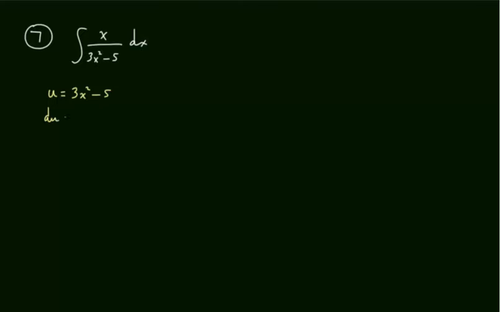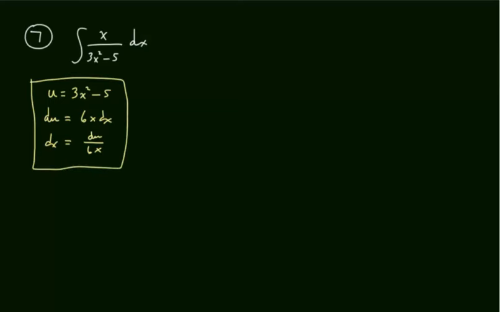Go quickly now through my process. du is 6x dx, and dx equals du over 6x. Put a box. Now I come over. I need to pull out, let's see, I'm going to do the blue step here. So I'm not going to pull out yet. My denominator is u, my numerator is x, and my dx is du over 6x.